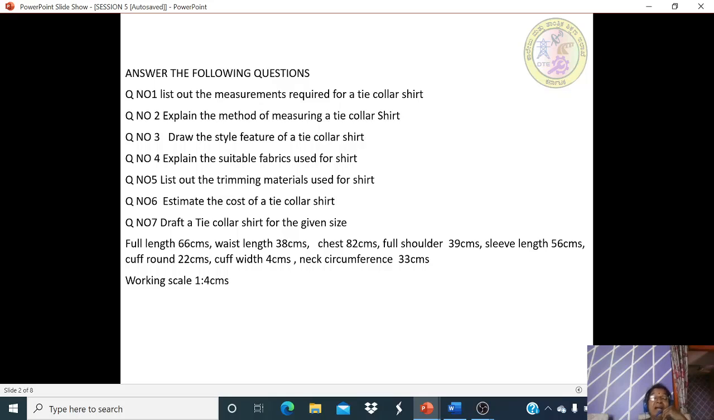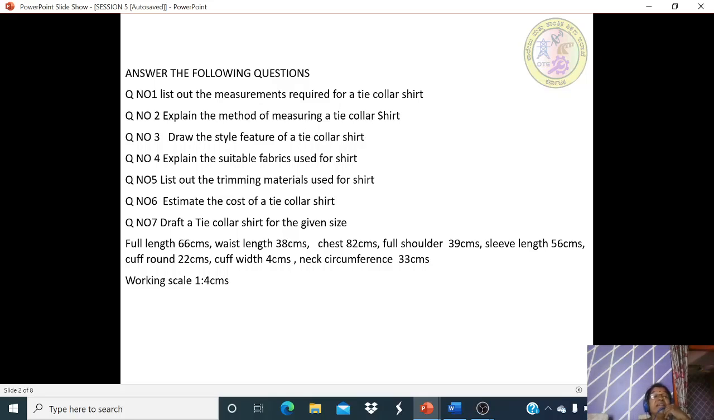You know it. I need not explain. You know the components, you know the construction, you know the pattern drafting procedure. Take a pen, take a paper, start with the scale card, draw the front part, back part, sleeve part, and once again understand the drafting construction of a tie collar shirt.